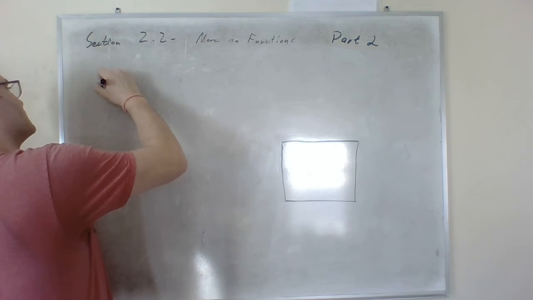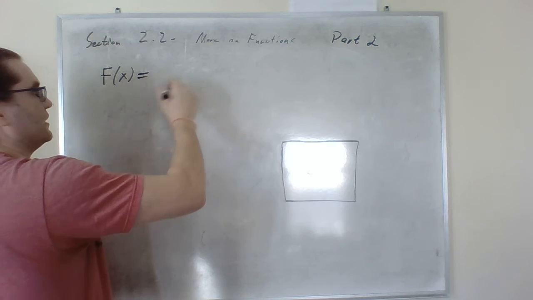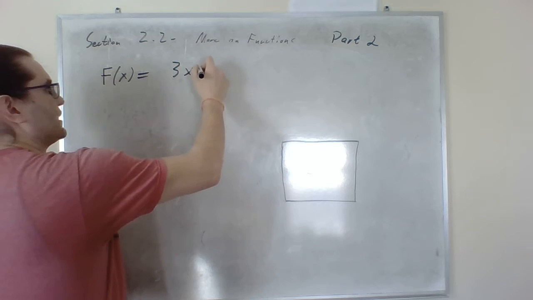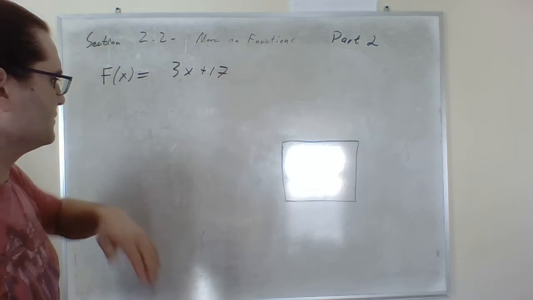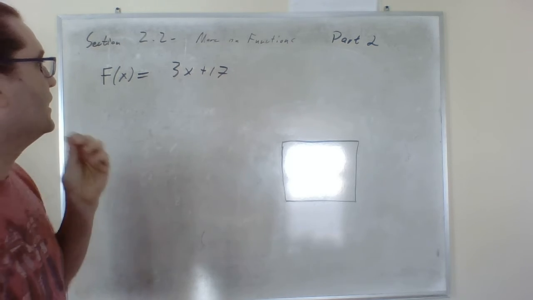So let's take a function. Let's start with a pretty straightforward looking function. We'll start with f of x equals 3x plus 17. I think this was part of our piecewise thing a moment ago, but that's fine. This is a good function.